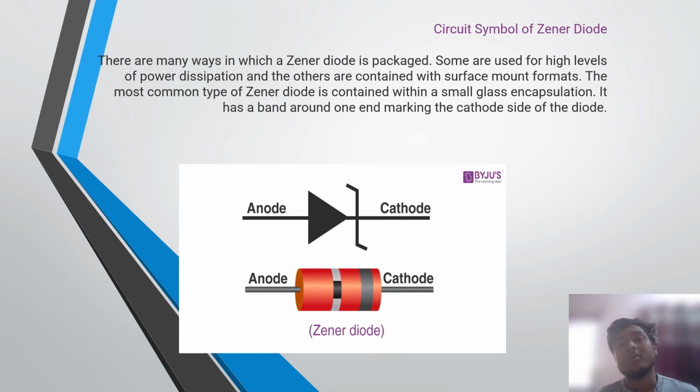Now we will see the circuit symbol of the zener diode. There are many ways in which a zener diode is packaged. Some are used for a high level of power dissipation and others come in a surface mount format. The most common type of zener diode is contained within a small encapsulation. It has a band around one end marking the cathode side of the diode. So we can see here the zener diode circuit.